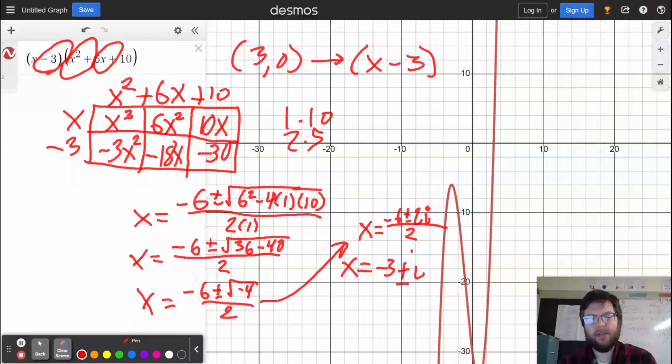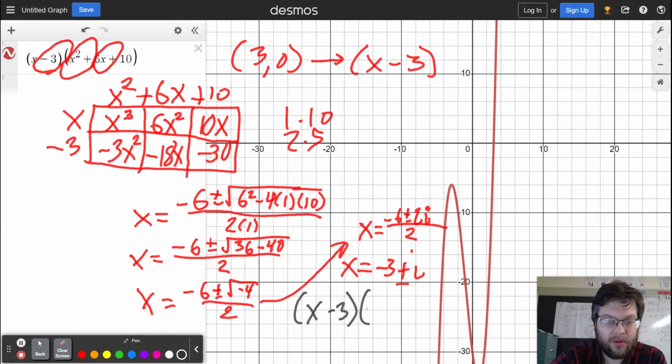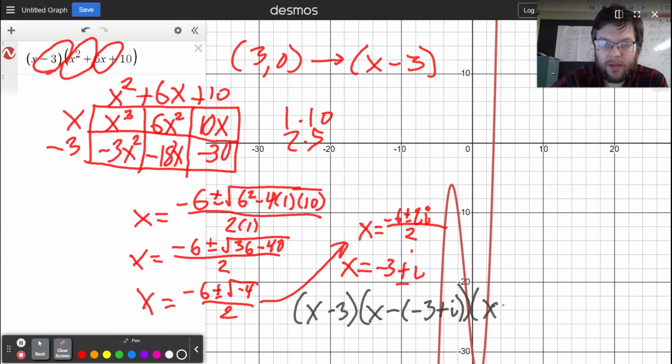So what I have now is my fully factored form for my polynomial. I have x minus 3, that's the real root, x minus (negative 3 plus i), that's one of my complex roots, and then my other complex root is x minus (negative 3 minus i), and that's my factored form.